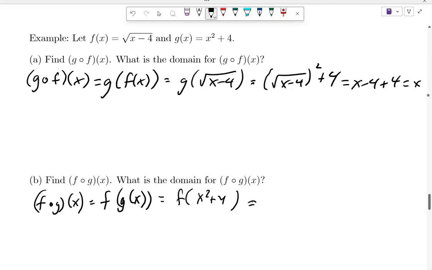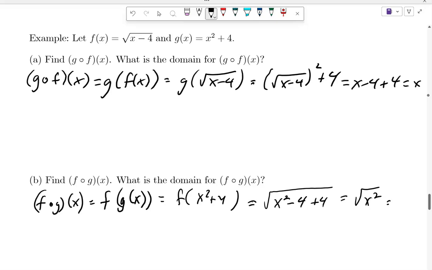Where does that go? Yeah, it goes inside the x minus 4, right? So we'll get x squared minus 4 plus 4. Underneath the radical now we have x squared. And what happens now with your square root and your square? Yeah, they almost cancel out.